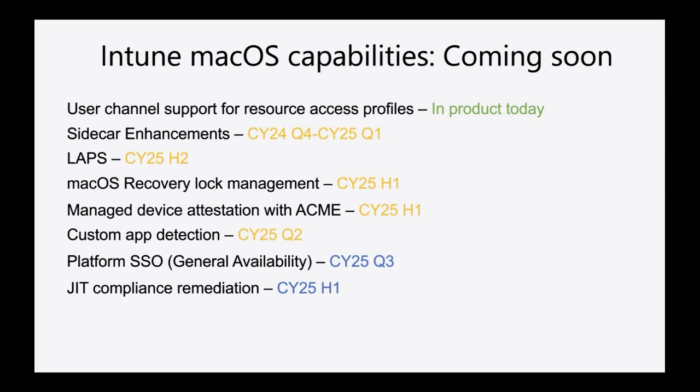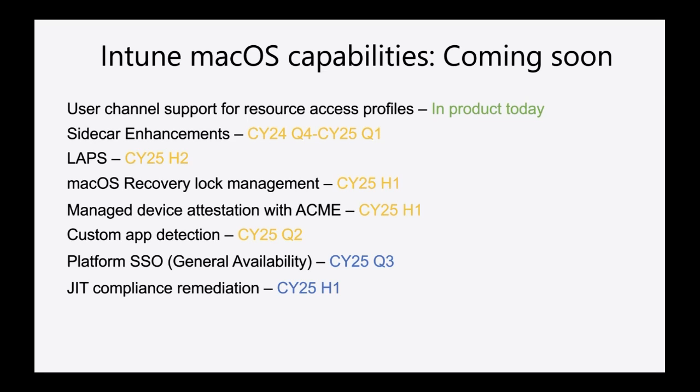macOS recovery lock management is another really important one. This is equivalent to firmware on a Windows machine. It controls the end user's ability to get into this sensitive area on the Mac. Currently, if they get in there, they can make changes and do things that we don't want them to do. So Intune is going to provide the ability for the IT pro to set a password, so without that password, they can't get in.